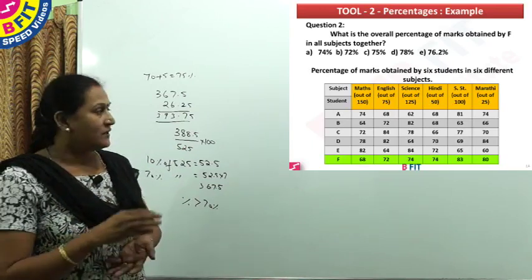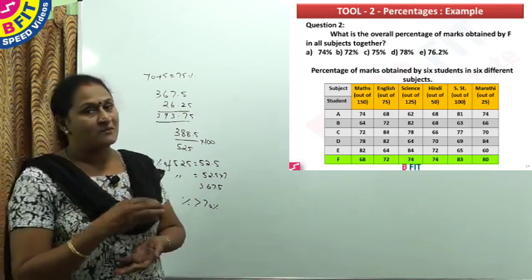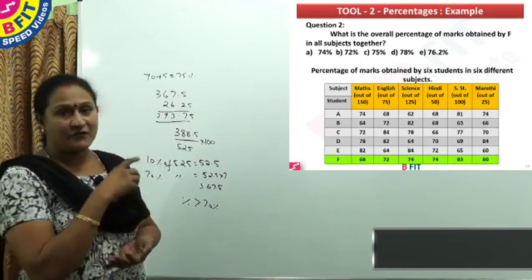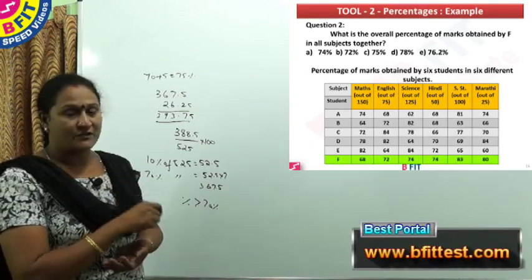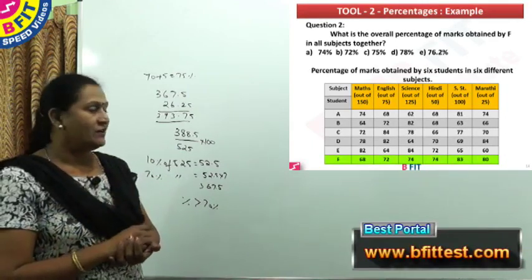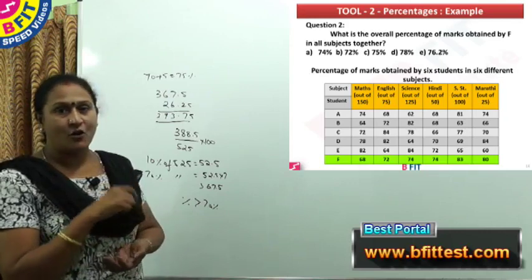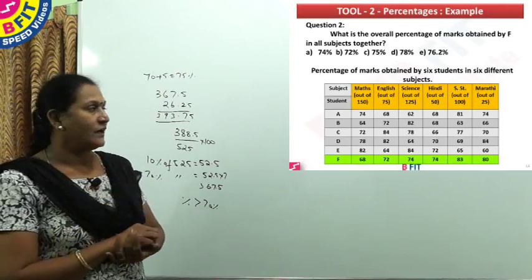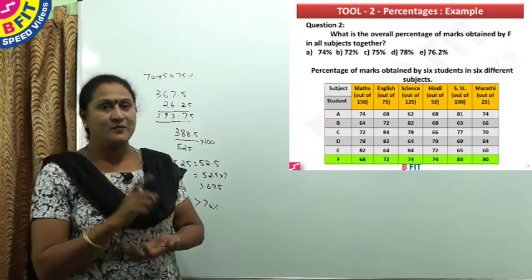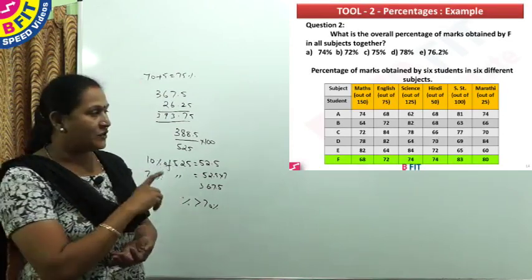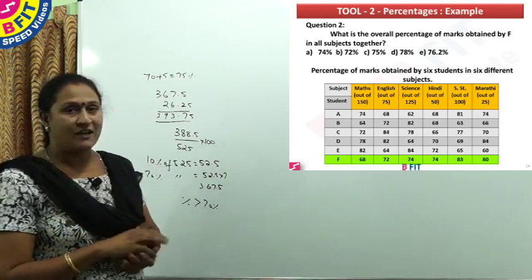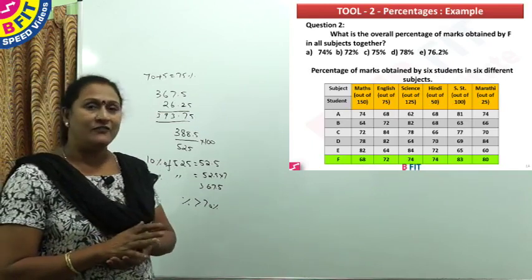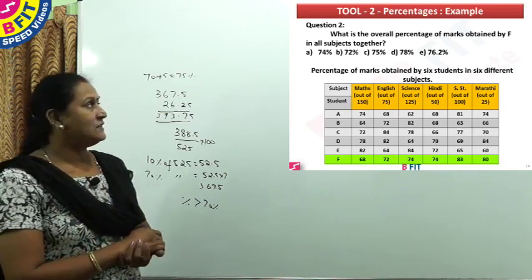Because for each subject, the maximum marks is different. Each percentage which is given in the table is for a different base. So to work out this question, as the base is different, find the marks got by F in all the subjects and divide by the maximum marks one could get and find the percentage. So please remember, don't find the average of the percentages given. Find the marks got by him, divide by the total marks, into 100, and find the percentage. So we'll see the next tool.